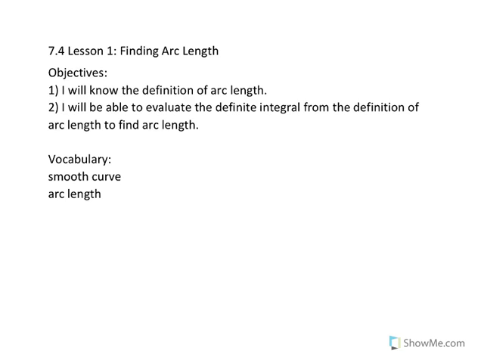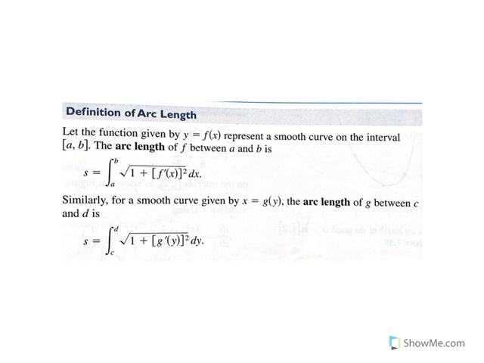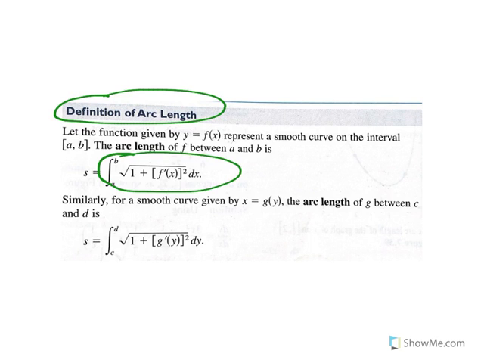So vocabulary today, a smooth curve. That basically means that you don't have any sharp corners, and then arc length. This is the definition of arc length. It's a definite integral, and we will see tomorrow how we come up with this. Today we're going to use it, but I would like to just say a couple of things to preview what we will be doing tomorrow to come up with this definite integral that gives us the length of an arc on a curve.